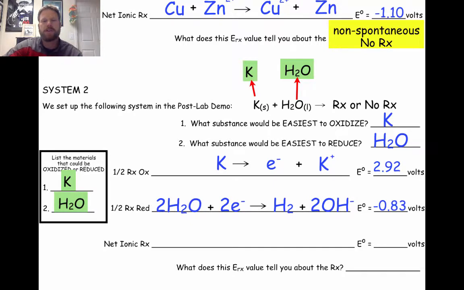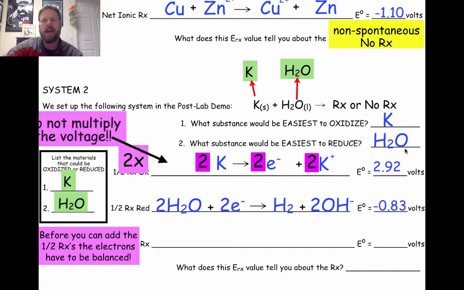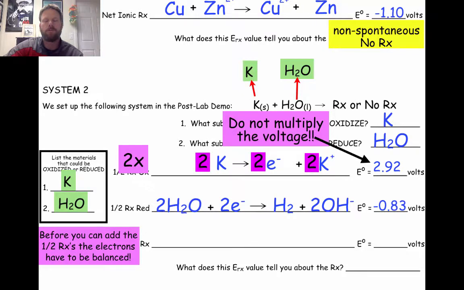So now you can see an example here of when trying to add these half reactions together, we have to have the electrons cancel out. So we have to multiply the oxidation half reaction by 2 in order to balance the electrons. One very important thing here: when you multiply a half reaction by a multiple, you do not multiply the voltage. The voltage is the same. Do not multiply the voltage by 2 in this case.